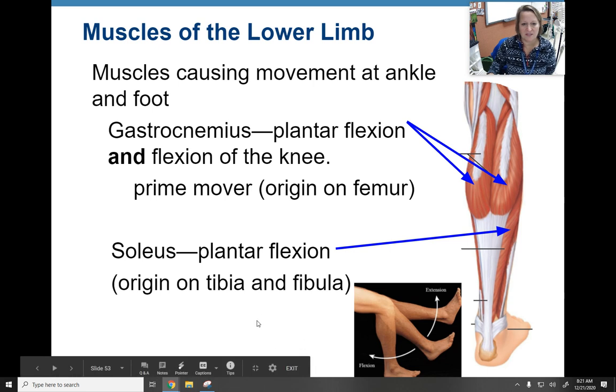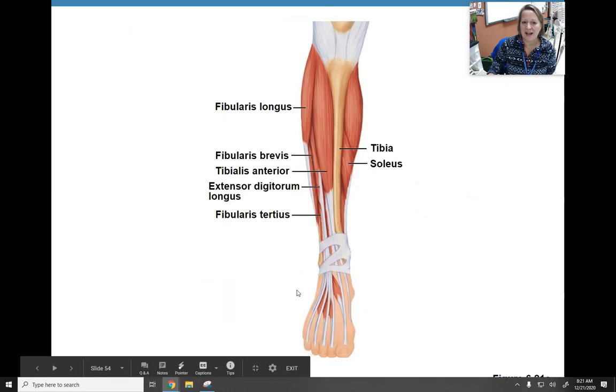The other one that does flexion of the foot is the soleus. The soleus origin is on the tibia and fibula, so it does not flex the knee, it just flexes the foot. And that's all I have.